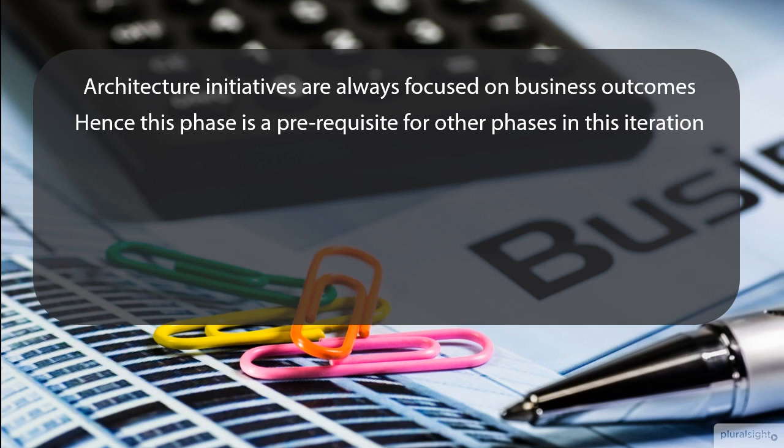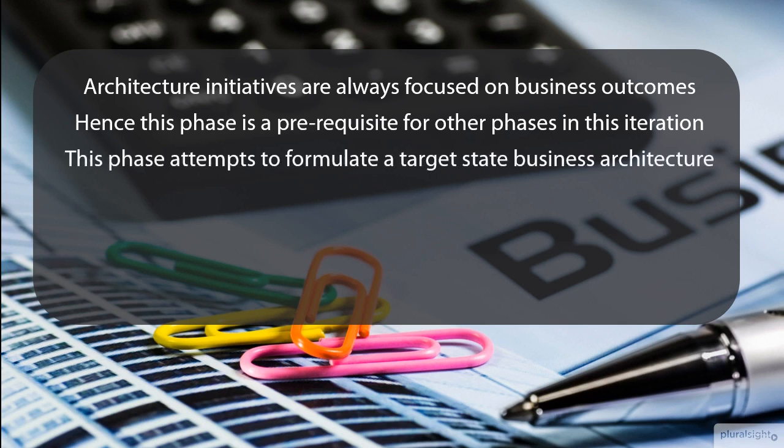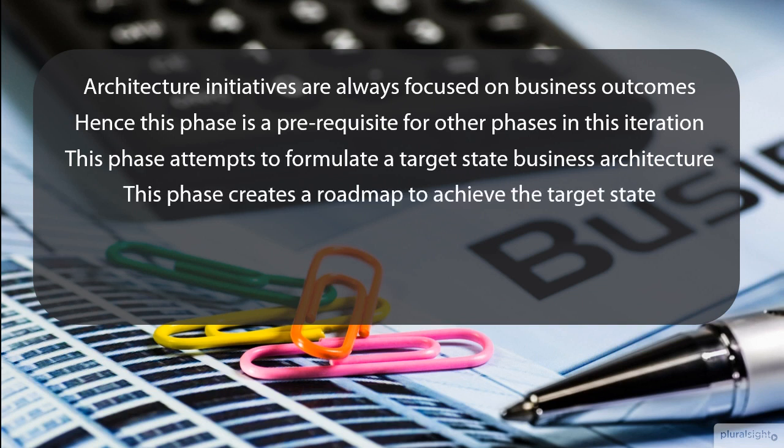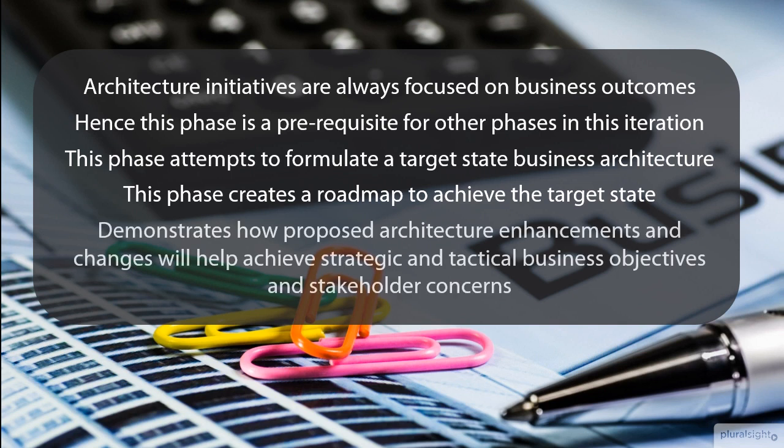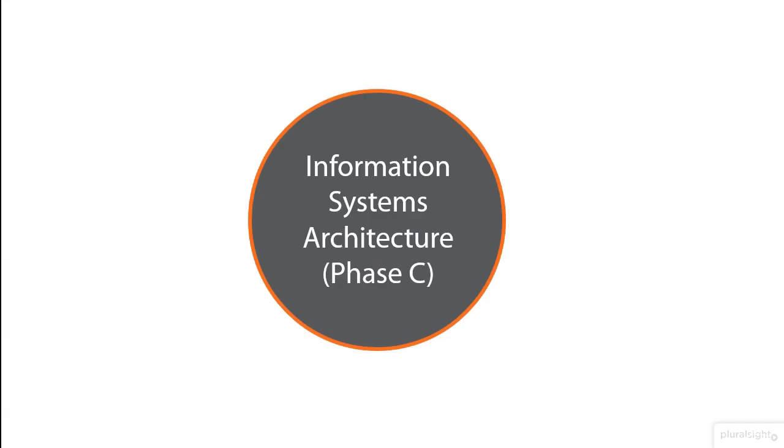The objective of phase B is to take inputs from business strategy, architecture vision, stakeholder concerns, and aspirations to formulate a target state business architecture and to articulate an approach to achieving this target state purely from a business standpoint. This phase needs to demonstrate how the proposed architecture enhancements and changes will achieve strategic and tactical business objectives and address stakeholder concerns.